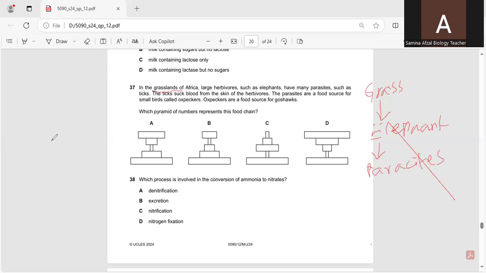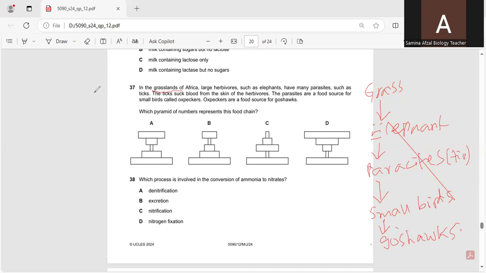So these parasites or ticks suck blood from the skin of the herbivores. The parasites are a food source to small birds, and small birds are the food source for goshawks. So in this way, according to this food chain, we have to represent the pyramid of numbers.